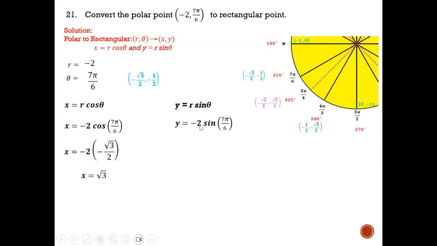So for the y, right, y equals -2 sine of 7 pi over 6. The sine of 7 pi over 6 is equal to -1/2. This will result in 1. So there's my answer, guys. There's my x and there's my y. The point will be (square root of 3, 1).